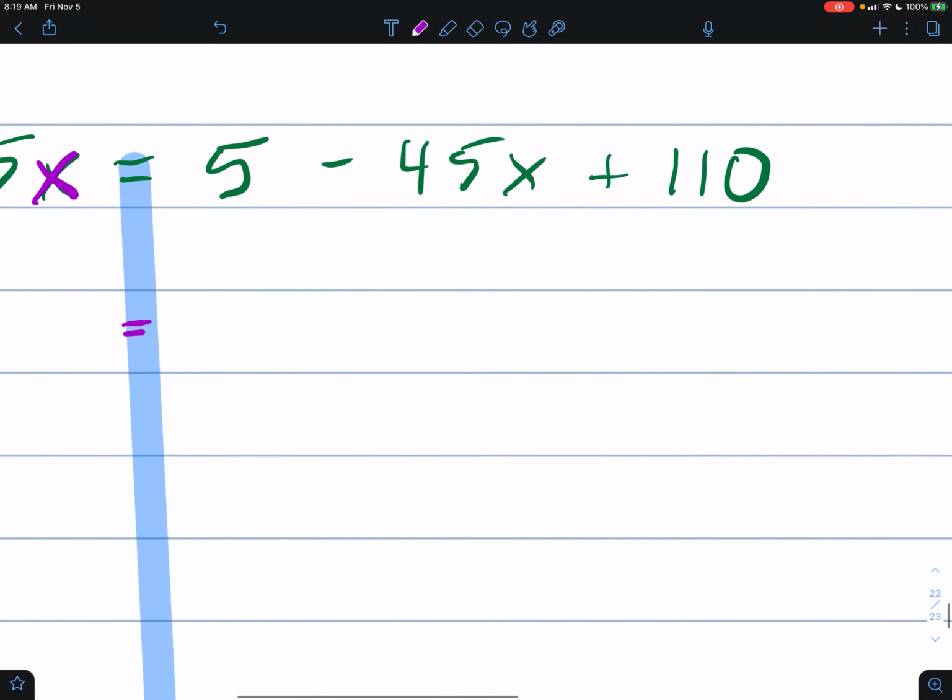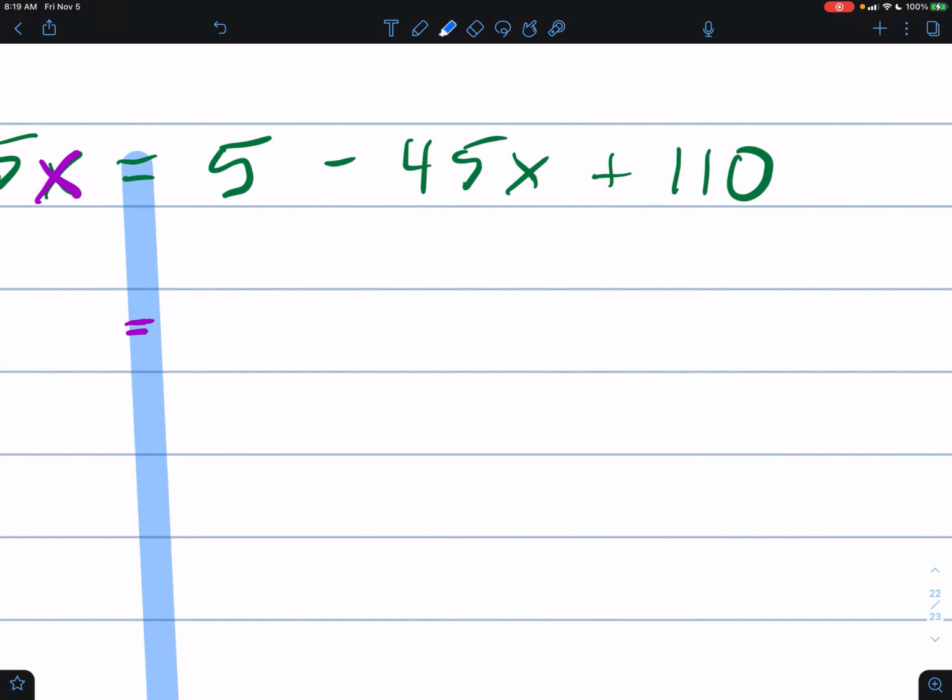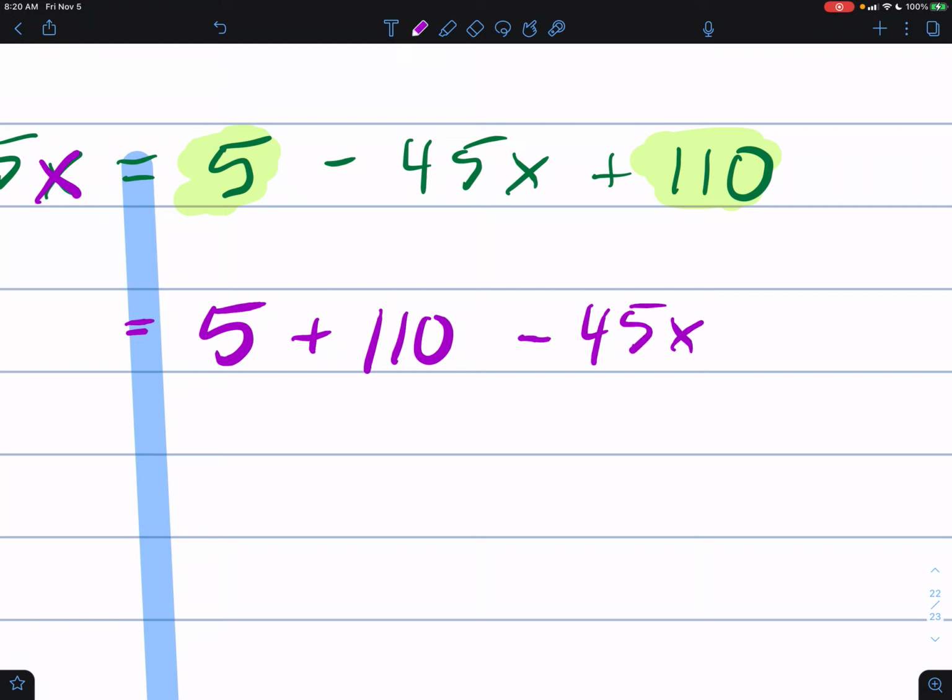And then I look at the right side and think the same thing. What are my like terms? Well, I notice I have a 5 and a 110 that do not have variables. So that makes them like terms because they don't have variables. And I can use something called the commutative property to rearrange this problem and put my like terms together.